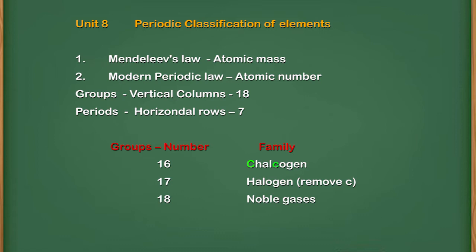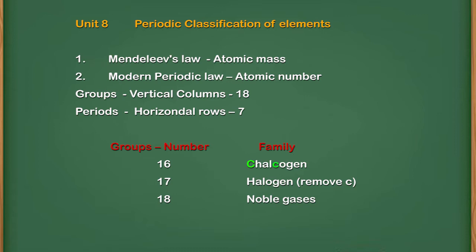So here it has 18 groups. What are groups? Vertical columns are called groups. Then 7 periods. What are periods? Horizontal rows are periods. Okay. 1 to 18. Here, some group numbers I have given you the names. So you read it. Group number 16, family chalcogen. I have used green ink for that, CC.